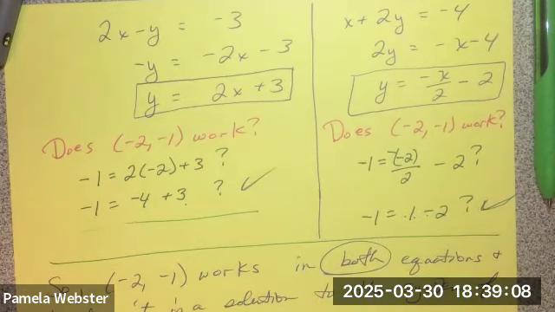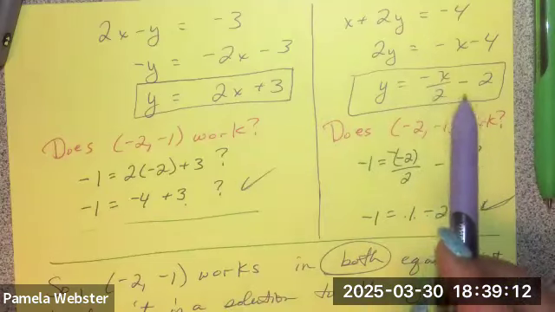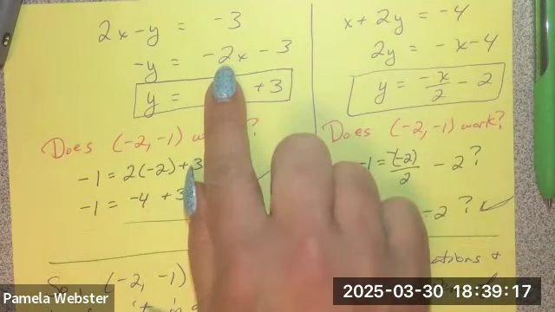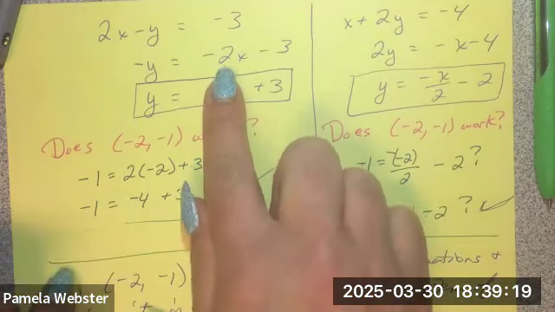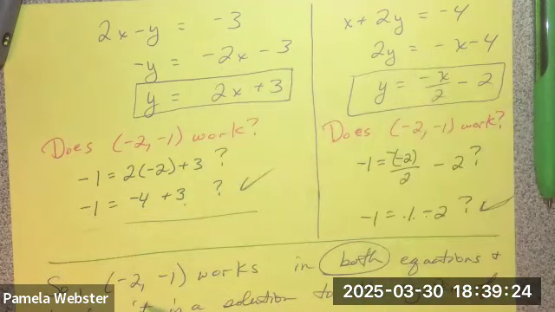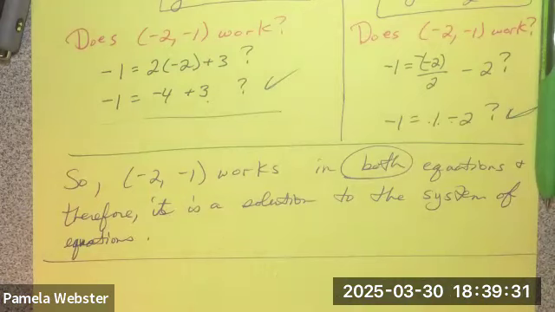If you picked some other point, like say plug in x equals 0 here and then plug in x equals 0 here, well, that one's pretty easy, right? This one gives you the point 0, 3 for my y-intercept, right? And this one gives you the point 0, -2 for my y-intercept. Are those the same? No. So the only point where they actually cross, where they have the same values, is at -2, -1. Okay. So that is the solution to that particular set of equations.